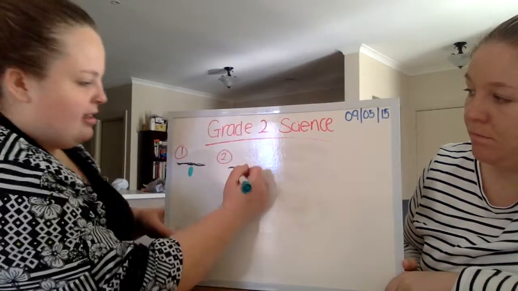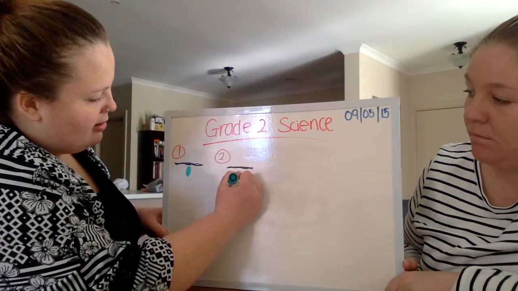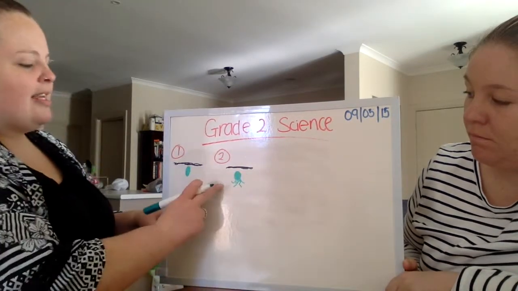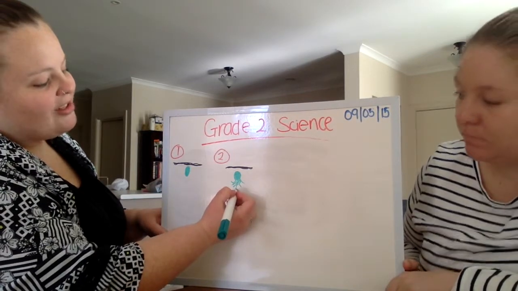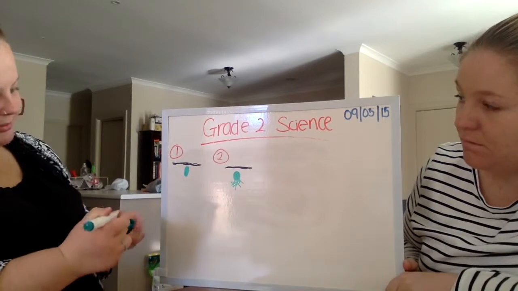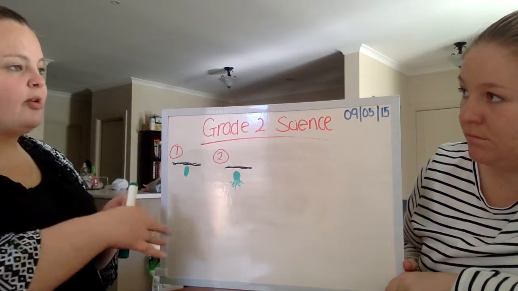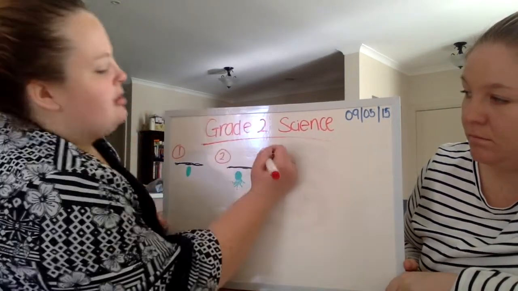Seed. Does anyone know what these funny things might be coming out of the bottom of the plant? Roots. Perfect. Great job, Megan. And the roots grow deeper into the soil. Okay, so number 3.